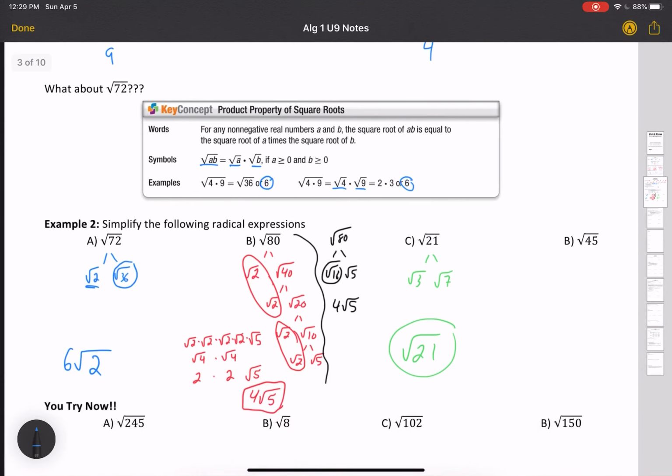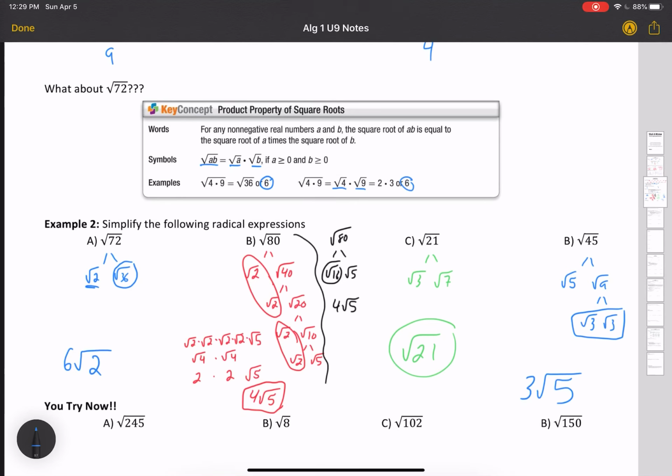Okay? And next we're looking at square root of 45. Well, square root of 45, I know 5 goes into it, and I know 9 goes into it. Well, 9 is a perfect square, but let's say we didn't see that. Let's say we broke down 9 some more into square root of 3 and square root of 3. Well, now we've broken down everything. Square root of 3, those get to buddy up because there's 2 of them, which means a 3 gets to come outside. A 5 does not have a buddy, and it's stuck inside.